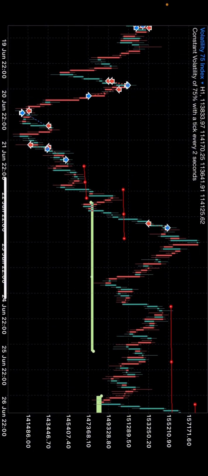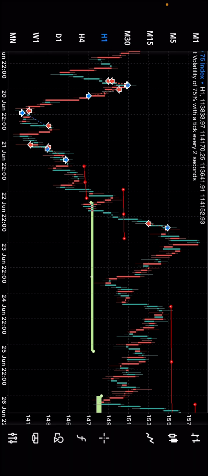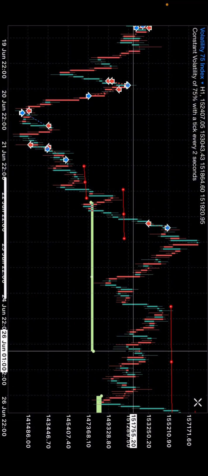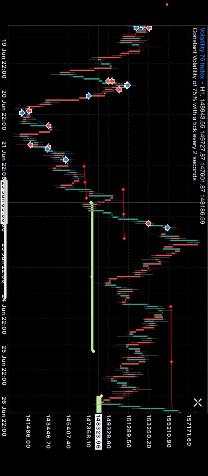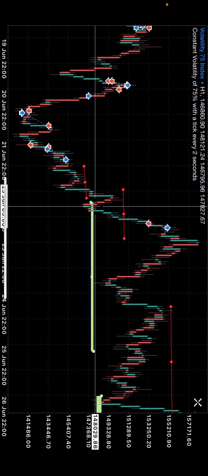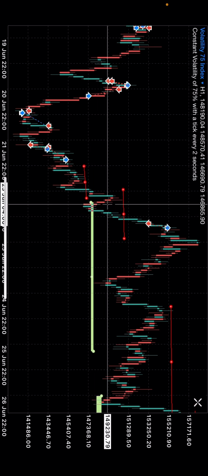See, price didn't touch my order block, my demand zone, my support zone very well. It just entered inside the fair value gap. Look at my fair value gap there. Look at my fair value gap here. See this gap between these three candles.